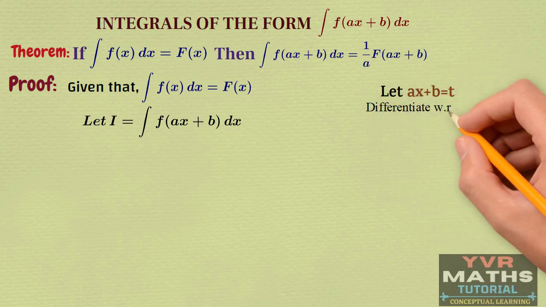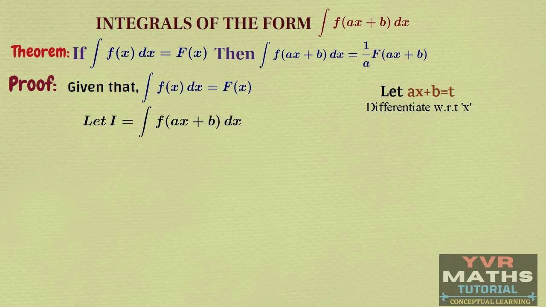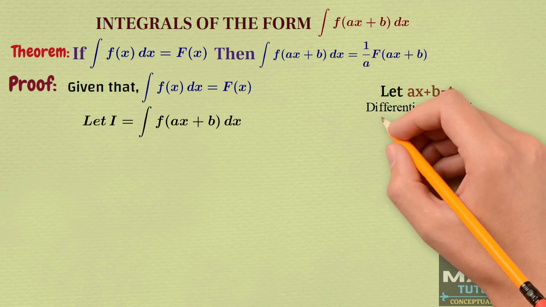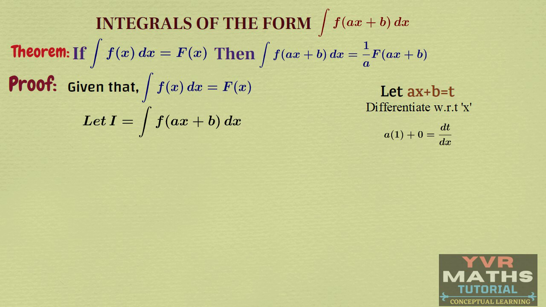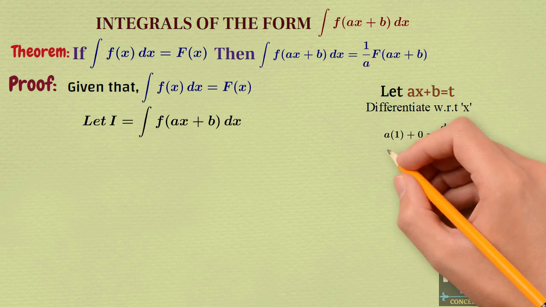Differentiate with respect to x. Then a into the derivative of x is 1, plus b is a constant, so the derivative is 0, is equal to the derivative of t with respect to x, which is dt by dx. Then the next step is a into 1 plus 0 is equal to dt by dx. If you cross multiply this one, then what will you get?